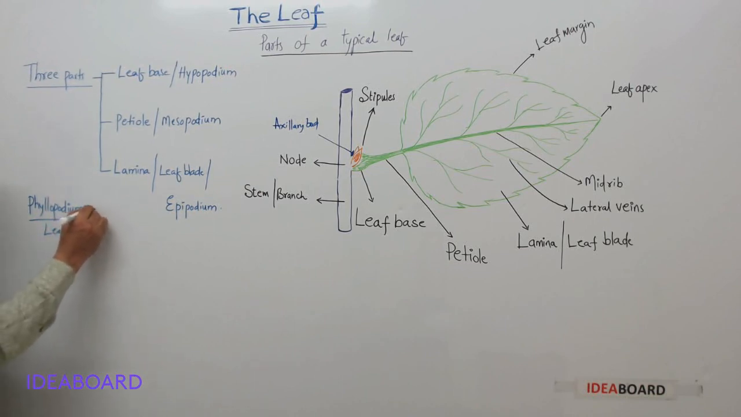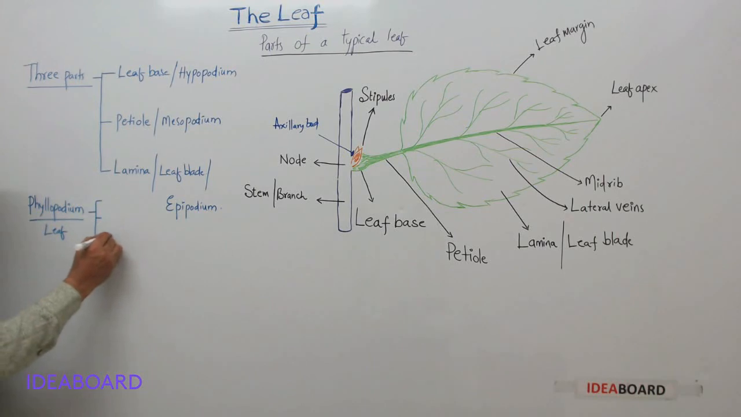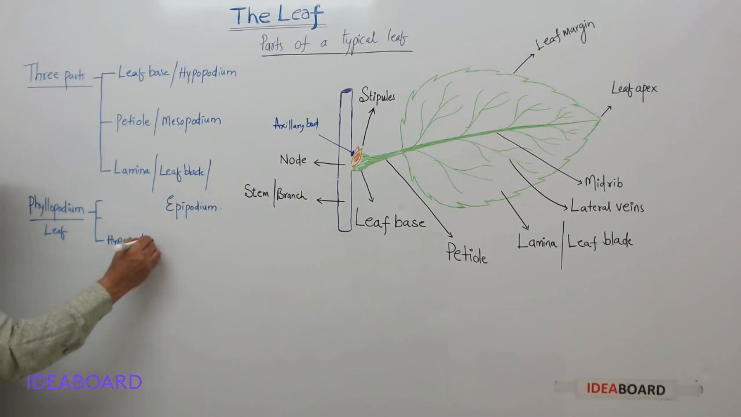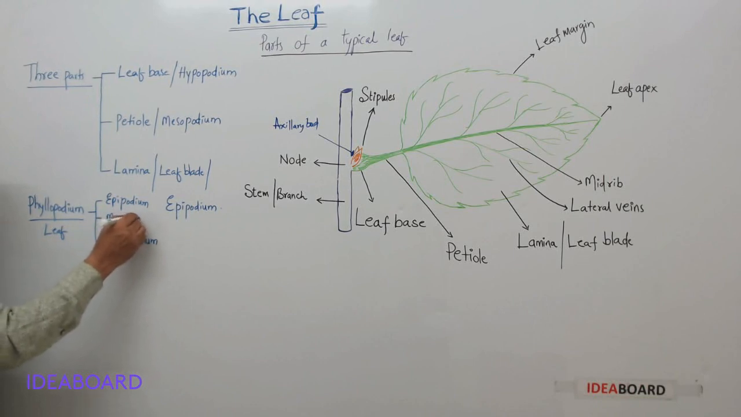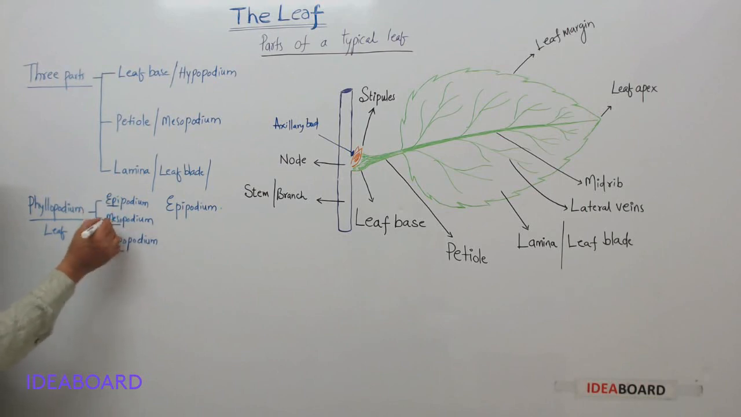So the phyllopodium has three parts. Let us use those technical terms. First, at the base, hypopodium. At the top, epipodium. And the middle, mesopodium. I hope now you are understanding. Hypo means below, epi means above, meso means what? Middle. These are the parts.